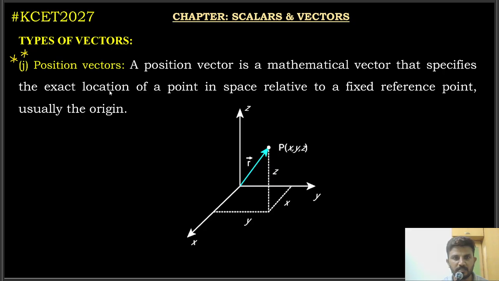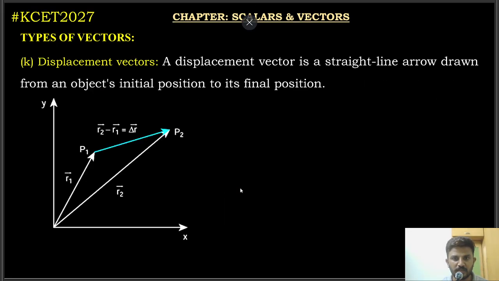Then the position vector is very, very important. In space, if there is a particle, how do you represent it as a vector? That is represented by the position vector. It is the vector which represents the position of an object in space from the origin. The position vector is a mathematical vector that specifies the exact location of a point in space relative to a fixed reference point, usually the origin. Okay, that is called the position vector.